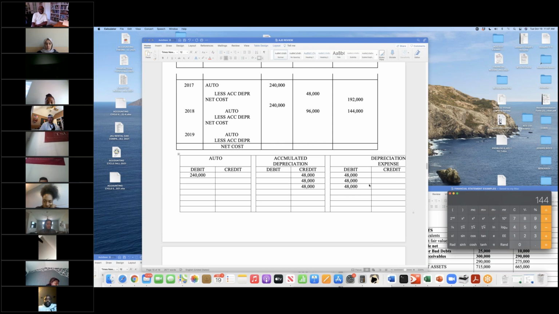So now our accumulated depreciation now is what? It's 144,000. The cost is 240,000, and now we've written it off to 144,000. So the net cost left is 96,000. Got that down, Mayberry? Got it.